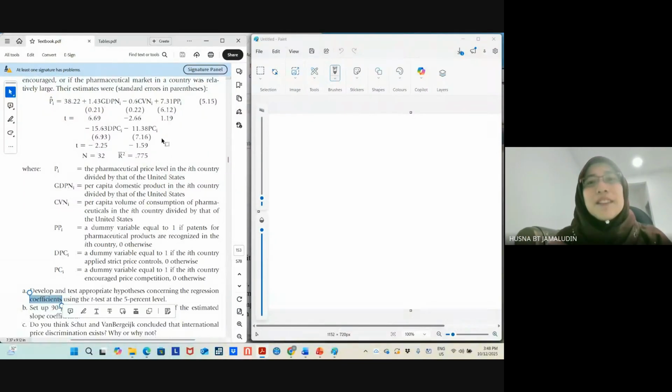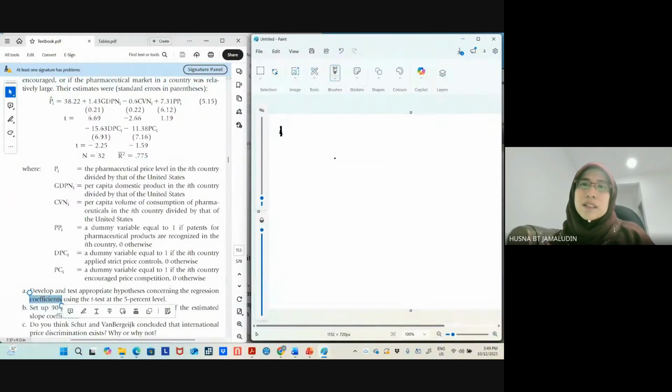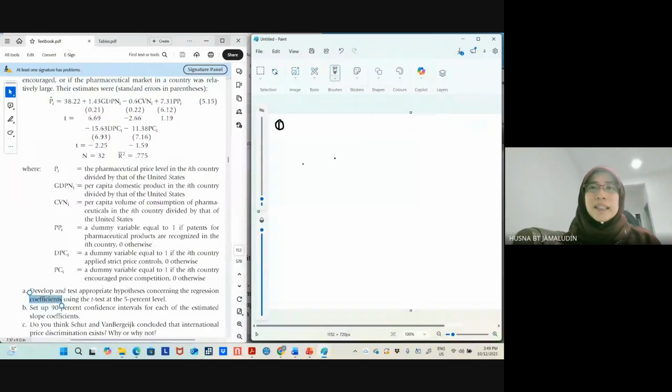So let me write it here. When you talk about hypothesis, you have many ways. In the econometrics slide, in our slide, we have 4 main steps, right? But let me just give you the whole proper 6 steps of hypothesis testing. The first one is step number 1. What is step number 1? You have to state your hypothesis, H0 and H1.